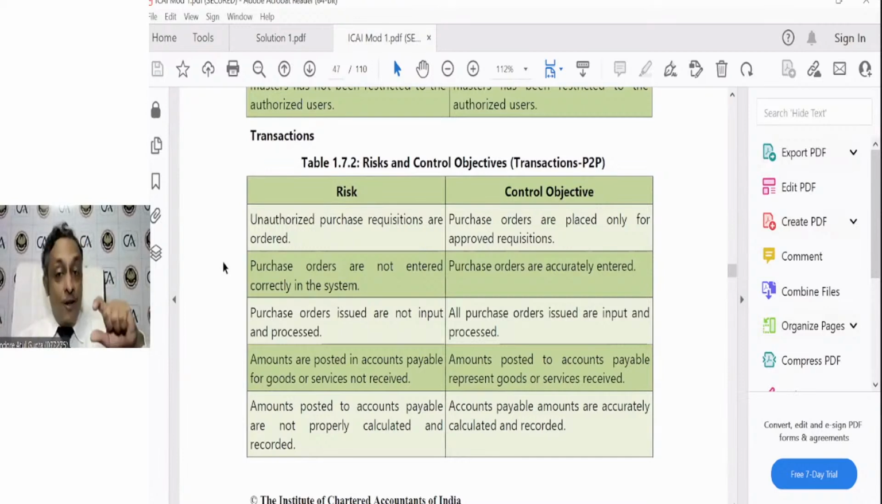That error can happen. So if this error happens, what happens? The payments are delayed. The business relationship is hit. So you need to ensure that the amounts are posted correctly. Then amounts posted are not calculated correctly. Again, a manual system. There needs to be a recheck of all entries which are done in the system.